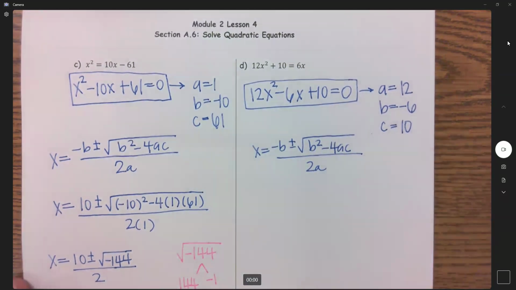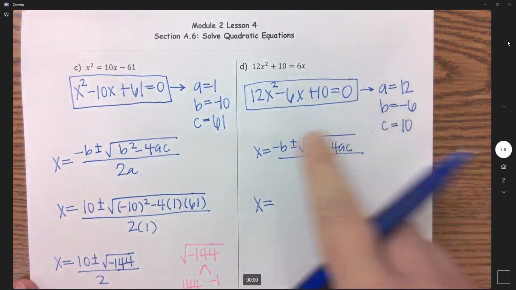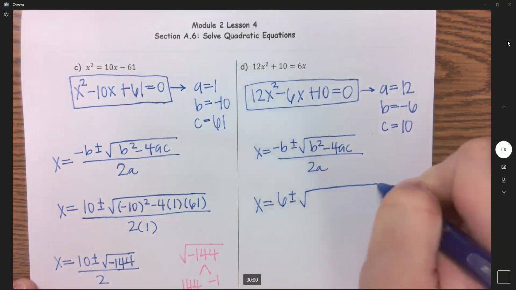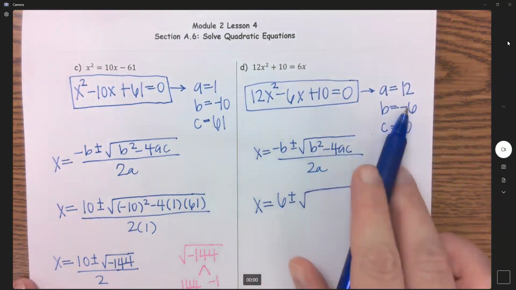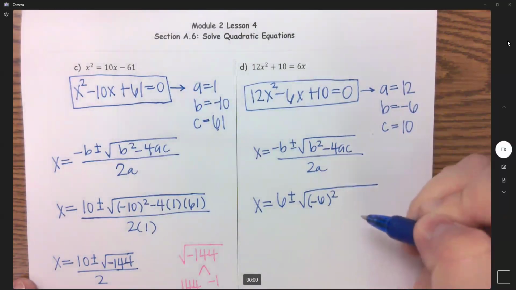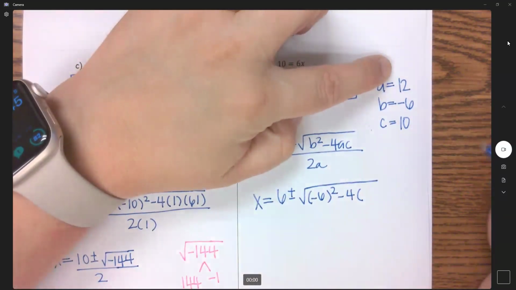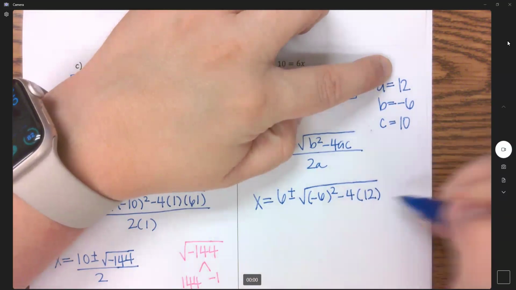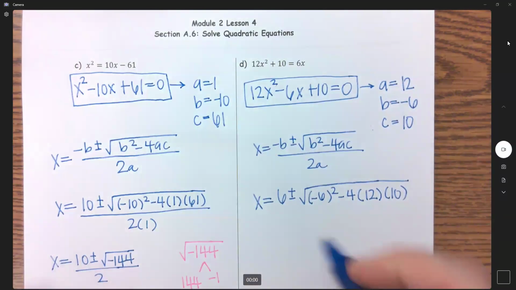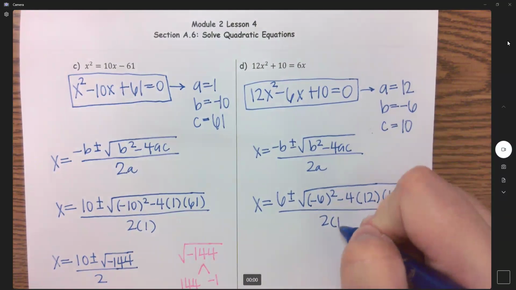Now this is just substitution. Negative b, if I have a negative 6, negative is a positive 6, plus or minus the square root of b squared. The negative 6 must go into parentheses. Minus 4 times a, which for the first time is not 1, so 12, times c of 10, all over 2a, which again, a is 12 this time.